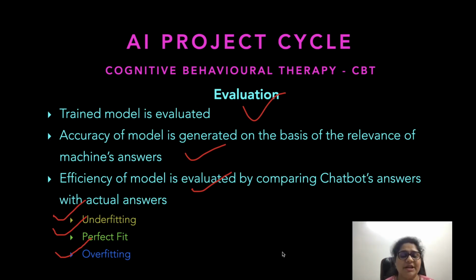So what do we understand by overfitting now? Overfitting is when the machine is trying to cover all the data samples, even those that are out of scope. That means it's going overboard. So that is called overfitting, and in this case also efficiency is considered less. So it will also be a less efficient model.